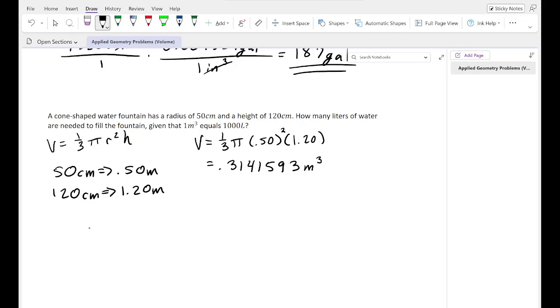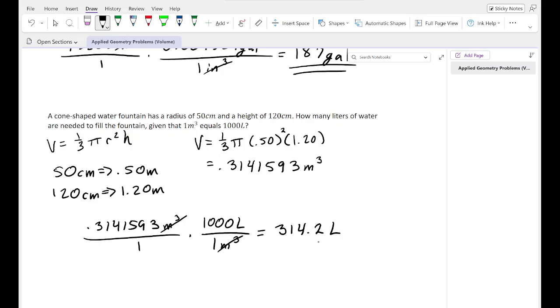So I'm going to take my 0.3141593 cubic meters, and I'll multiply it by my conversion. So I know I'm going to have 1,000 liters up top and 1 cubic meter in the bottom, because I need to cancel out the unit of measure. And I just multiply across, and I'm going to end up to one decimal place, 314.2 liters to fill this cone-shaped water fountain.